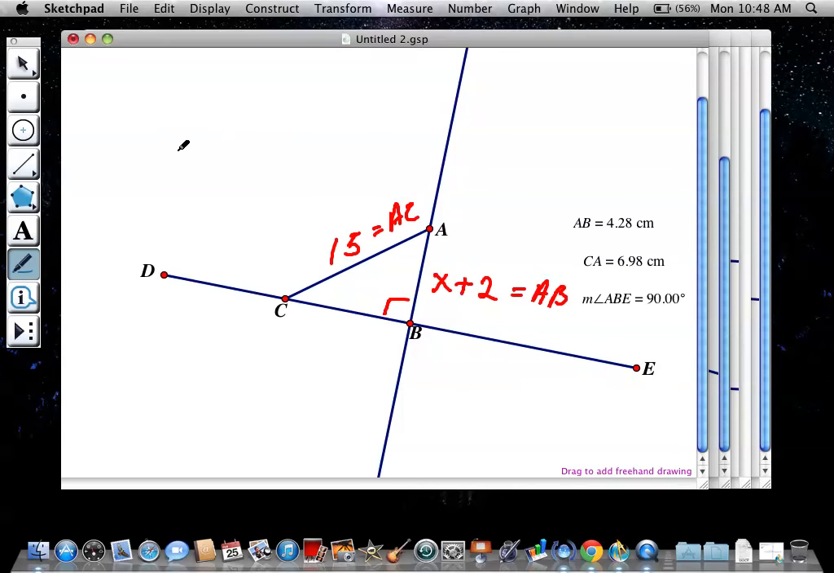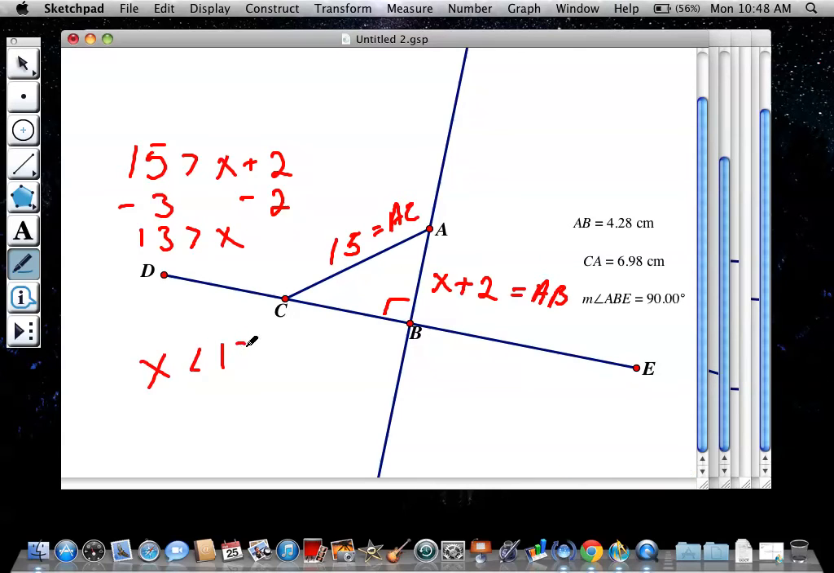So I could write 15 is greater than x plus 2. And now I could solve for all the x values that make this a true statement. So as long as x is less than 13, AB is a possible distance. Okay, so that could be like 5, 6, 7, any one of those. It makes AB true.